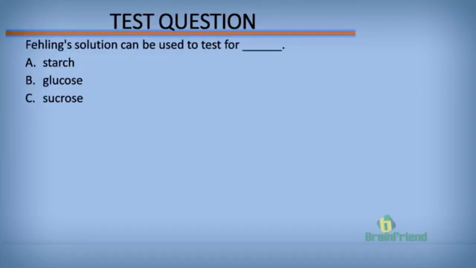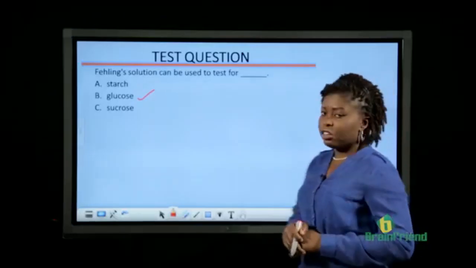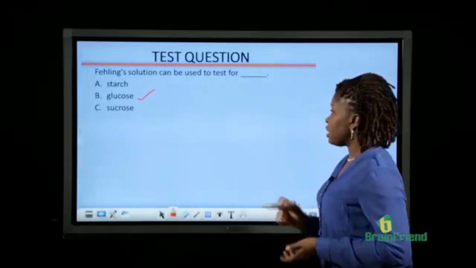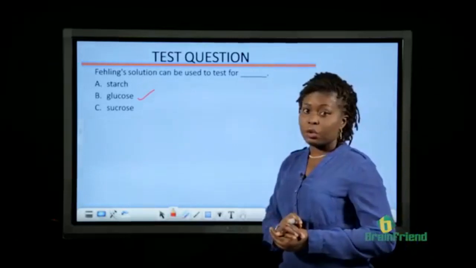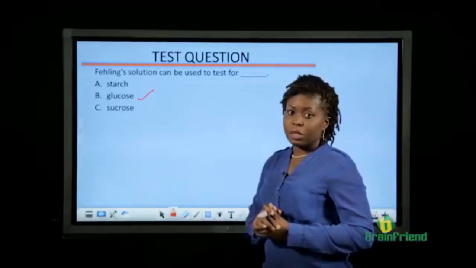Fehling solution can be used to test for A, starch, B, glucose, C, sucrose. If your answer was B, then you're correct. Remember, from our lesson, we said that Fehling solution is used to test for glucose.